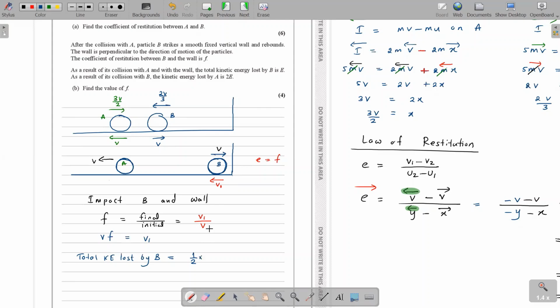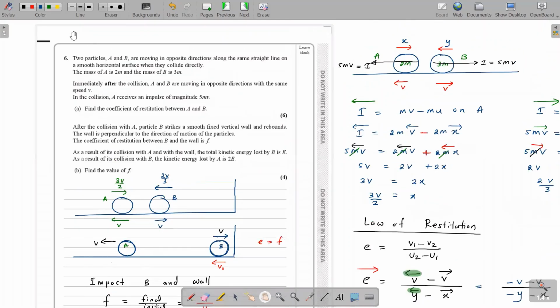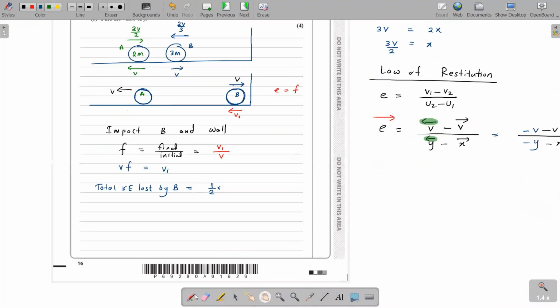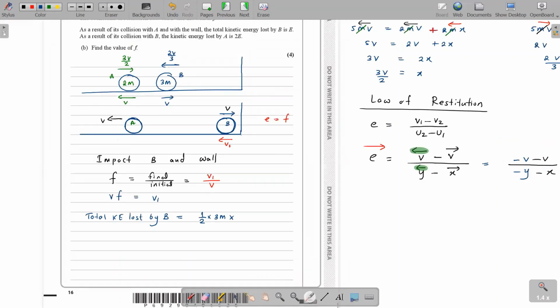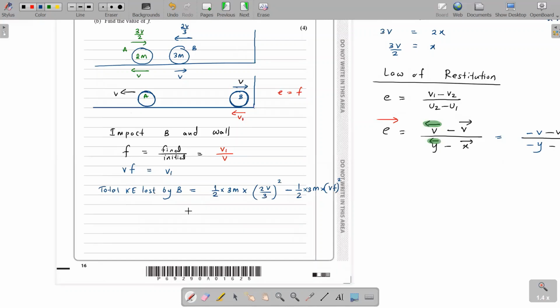So half, what about the mass here? Particles A and B, the masses are 2m and 3m, right? So half, particle B mass is 3m, into... how do we take the kinetic energy lost? You started off with the speed 2v over 3, isn't it? Then minus the final speed: half, m is 3m, into the final speed vf. Do you see? So it's half into 3m. Shall I take it out? Half and 3m, I'm going to take it out. I get 4v square over 9 minus vf square.